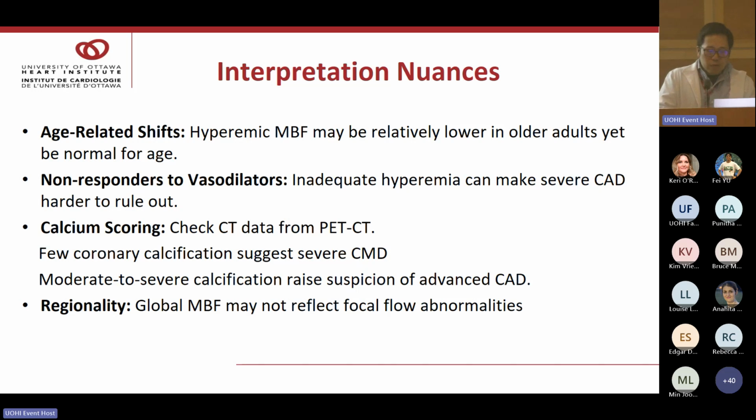And coronary artery calcification, which we can frequently detect on the low-dose CT, also provides crucial context. So in the setting of reduced MFR, few or absent coronary calcification increases the likelihood of a severe microvascular dysfunction, whereas moderate to severe coronary calcification raises suspicion for advanced coronary artery disease. And it's also important to note that global MFR or global MBF can mask regional variations, potentially masking focal areas of reduced flow.